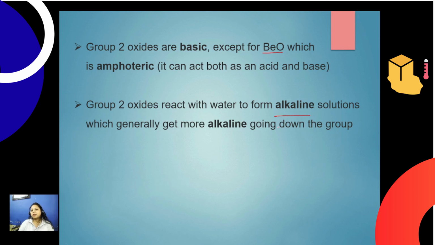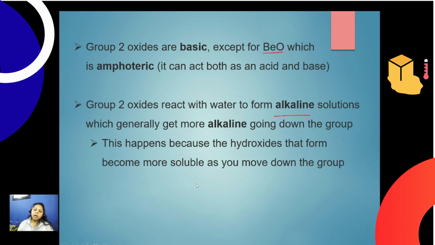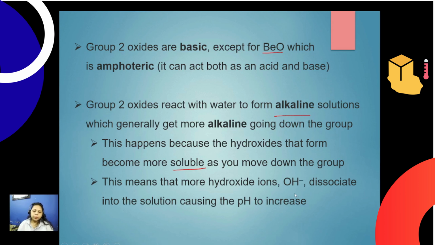We have done this in the other video as well: when they react with water, the hydroxide part of the water reacts with this group and they form hydroxides and become alkaline. When we go down the group, they become more alkaline. This happens because the hydroxides become more soluble. As you move down the group, more hydroxide ions can dissociate and the solution becomes more alkaline.